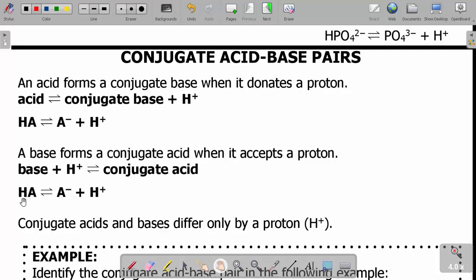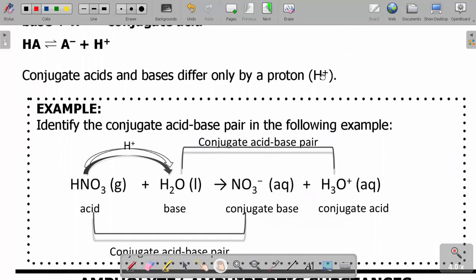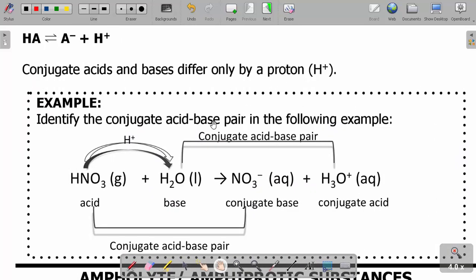This is now a conjugate acid here. So conjugate acids and bases differ only by a proton. I repeat, the conjugate acids and bases differ by what? By a proton. Okay, example here. Identify the conjugate acid-base pair in the following example.